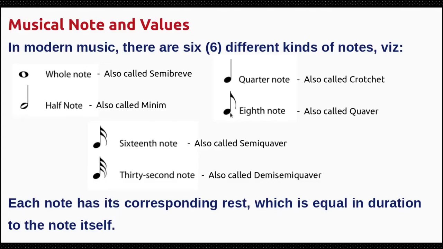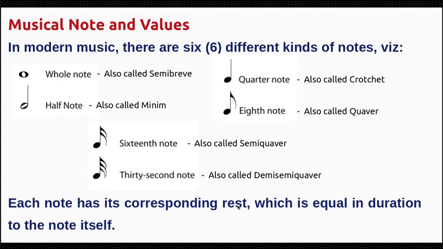This is the quaver. Note that the quaver has just one flag. This is the stem, this is the note, the stem, and the flag. 8th note, quaver. The 16th note, semi-quaver, has 2 flags. And then the 32nd note, also called the demi-semi-quaver, has 3 flags. You hardly come across this. There's even a 64th note, but you hardly find them again. But most times you still find the quaver and the semi-quaver in modern music.